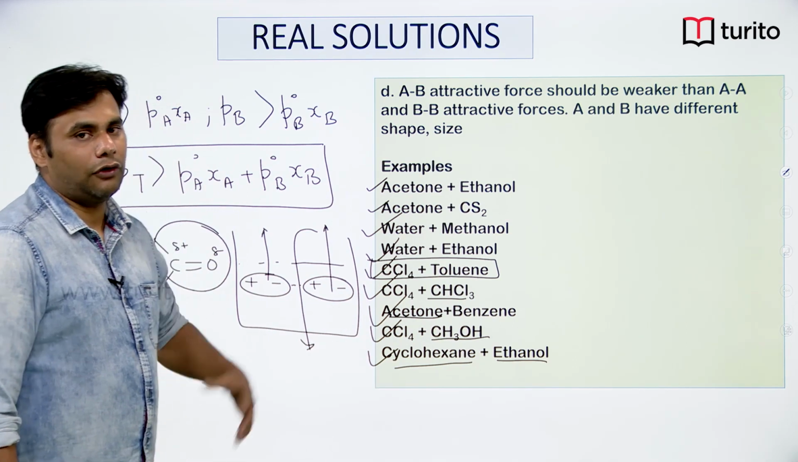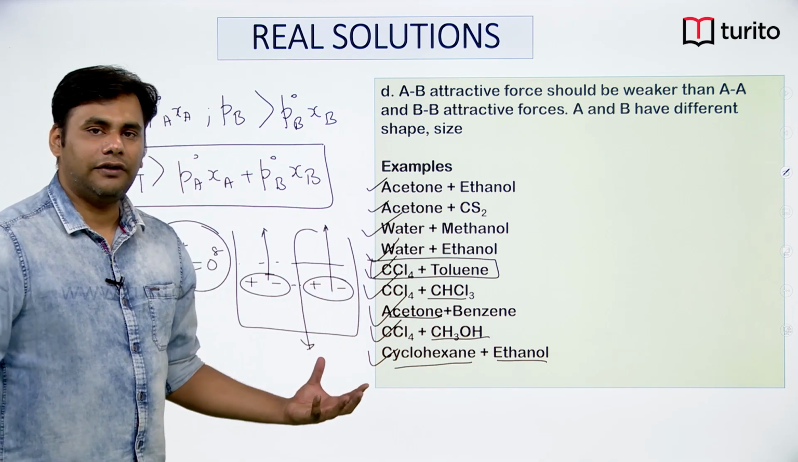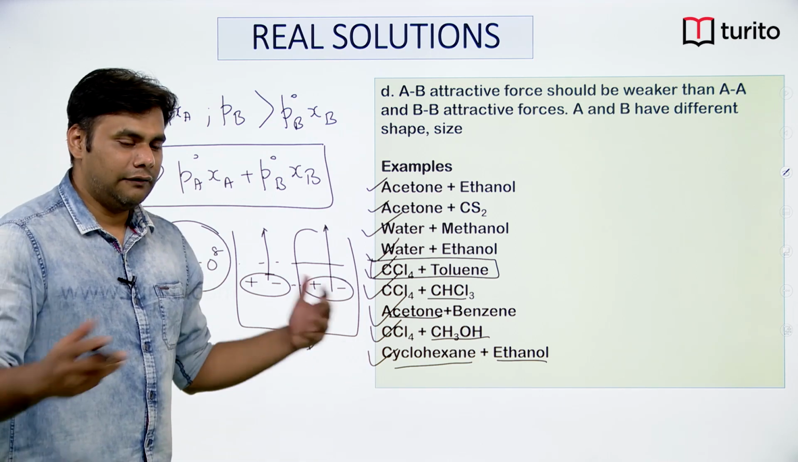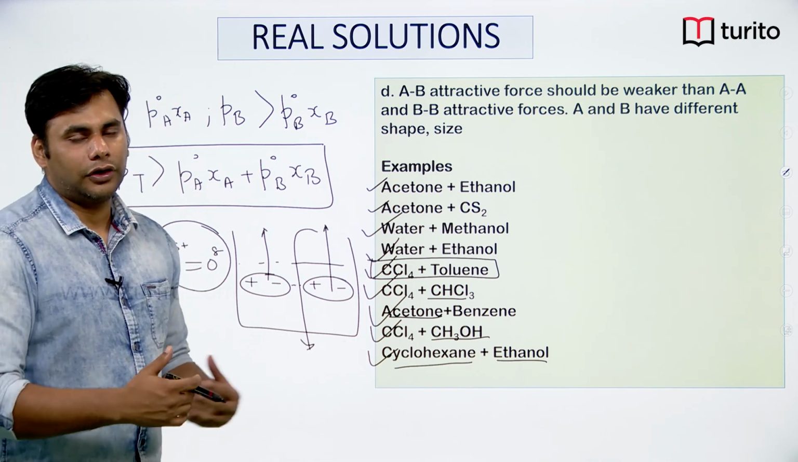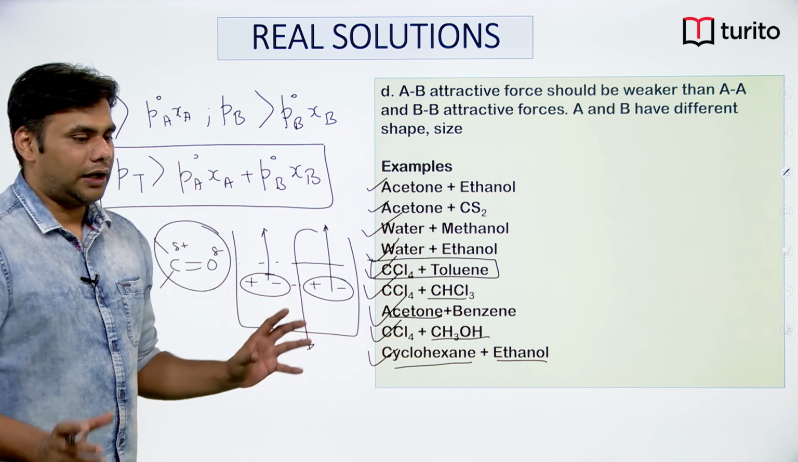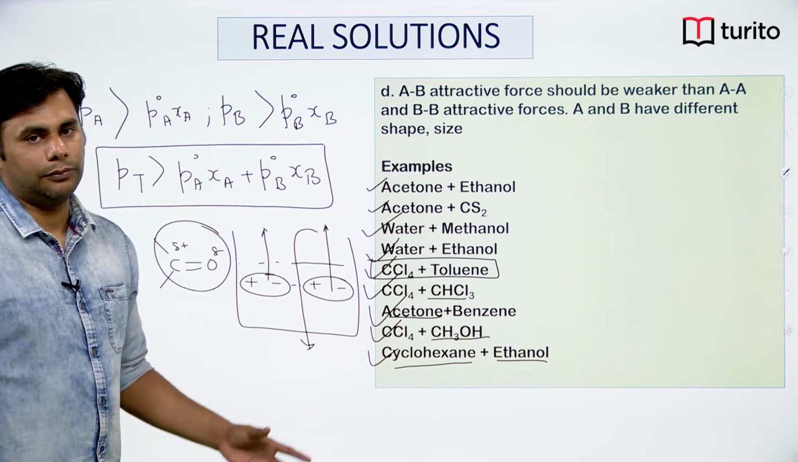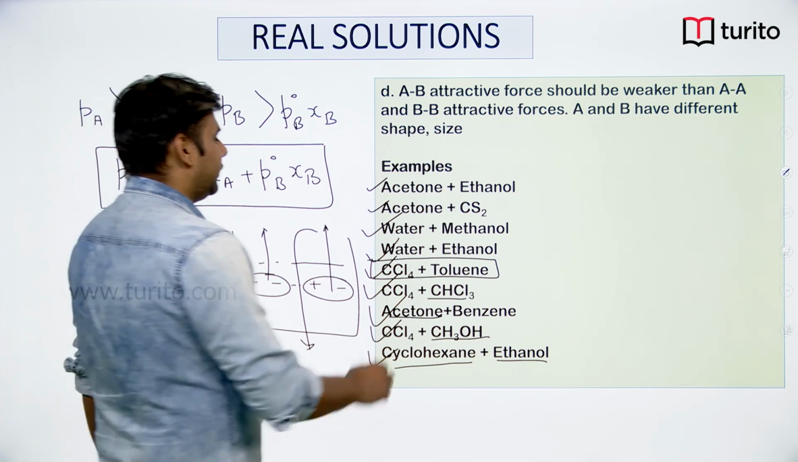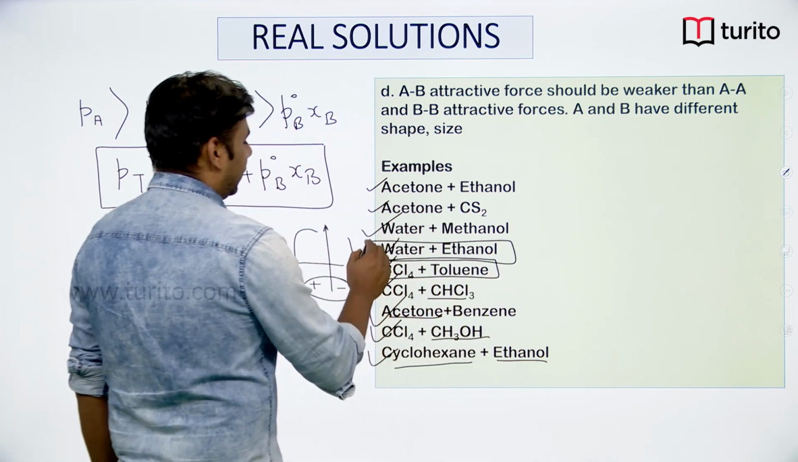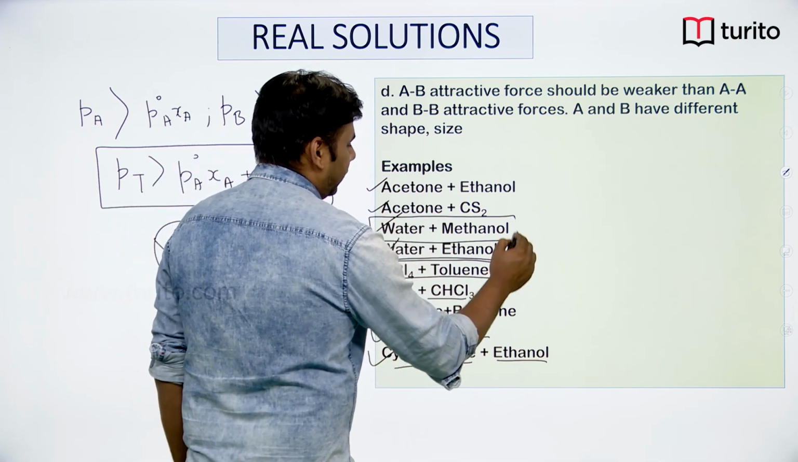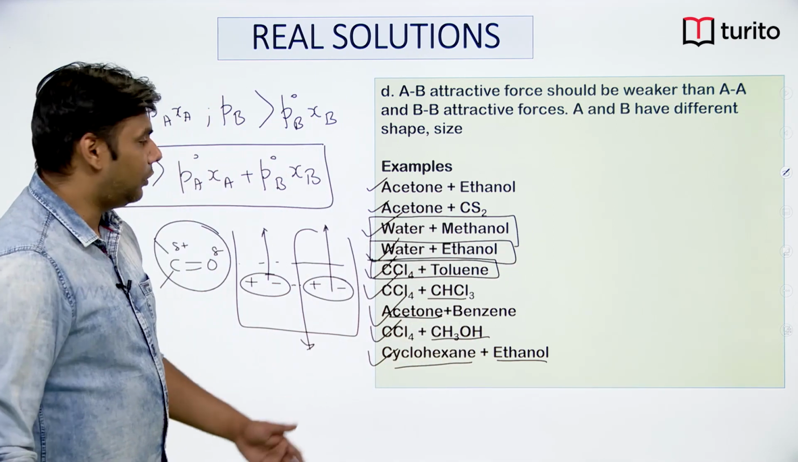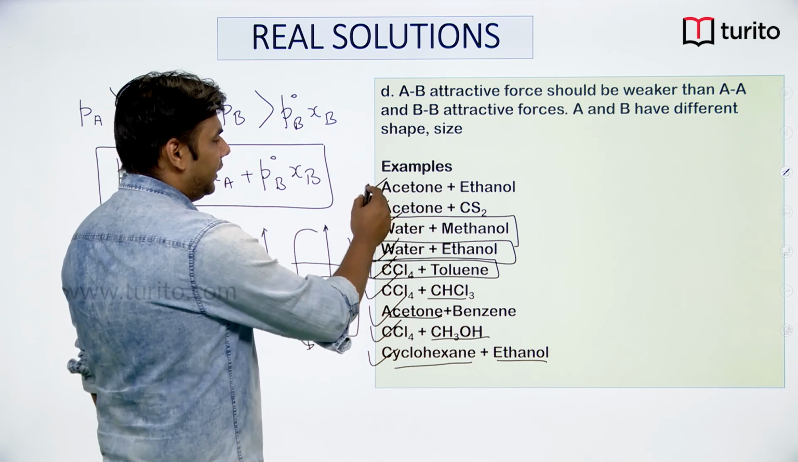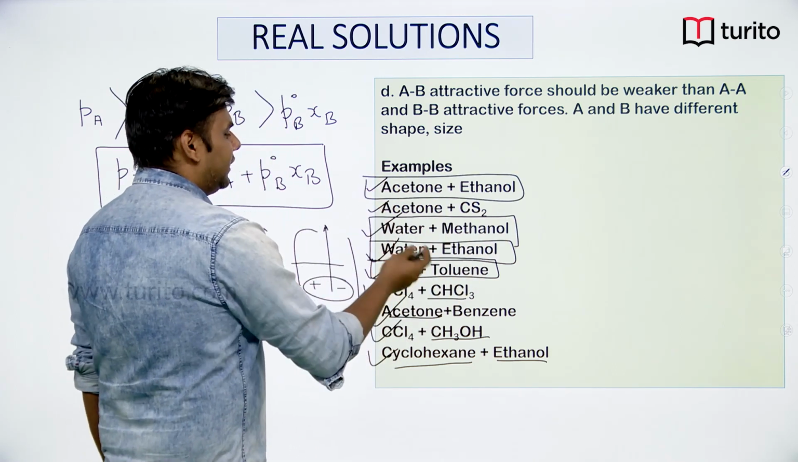Water and ethanol. Water is forming hydrogen bonds with itself, and ethanol is forming hydrogen bonds with itself. When you mix them, both come in between each other, the hydrogen bonding between similar molecules breaks, and both components start escaping out. So this is easy to remember: water methanol, water ethanol, acetone carbon disulfide, acetone and ethanol. This is easy to remember.